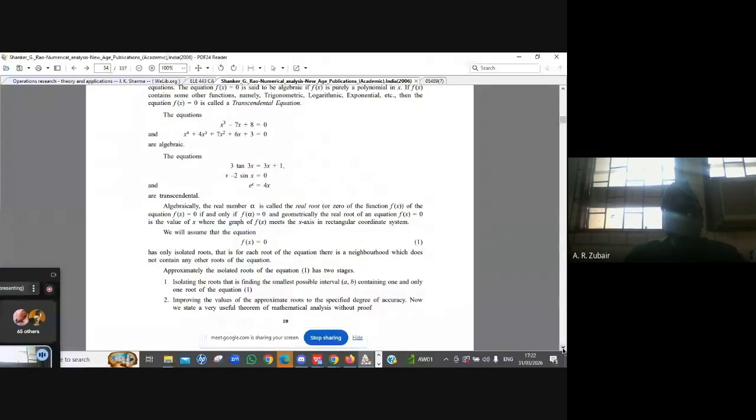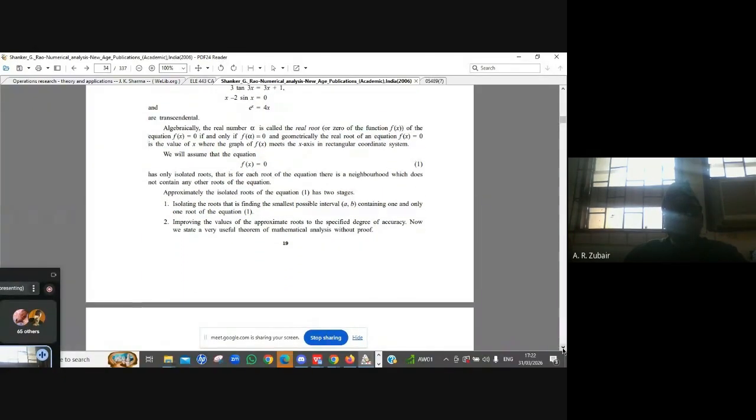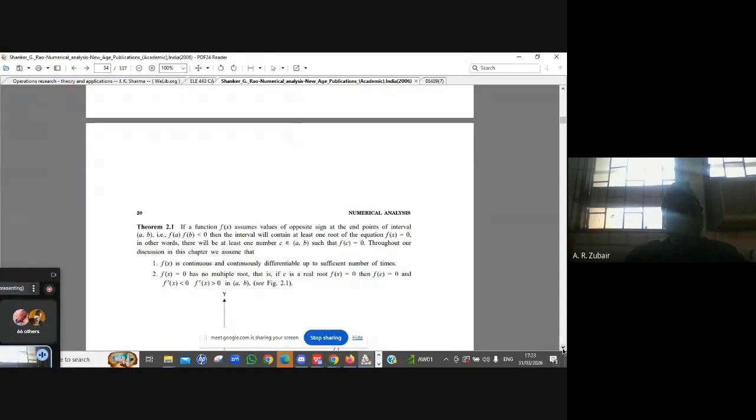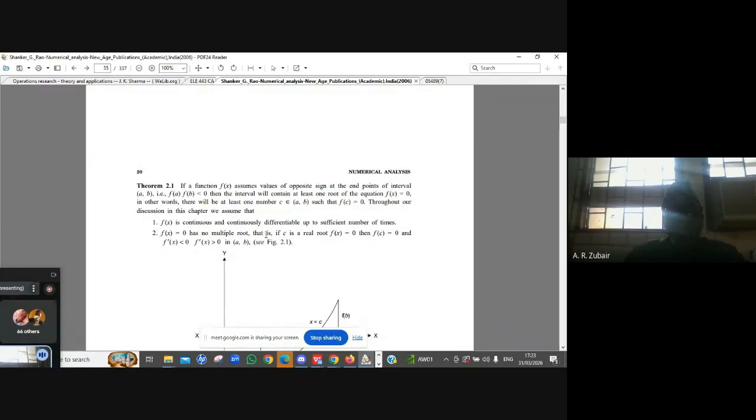Now, that's the problem we want to solve. I'm not going to be reading line by line for you. You're supposed to be doing the reading. So they are giving you a theorem there. I don't expect you to memorize theorems, but I expect you to be able to understand how to solve problems. I'm not interested in memorizing theorems.